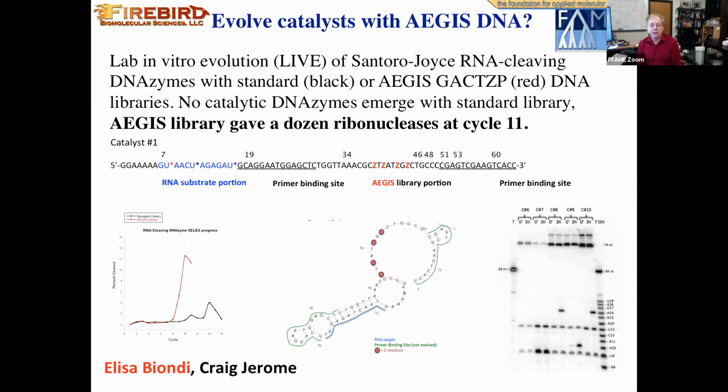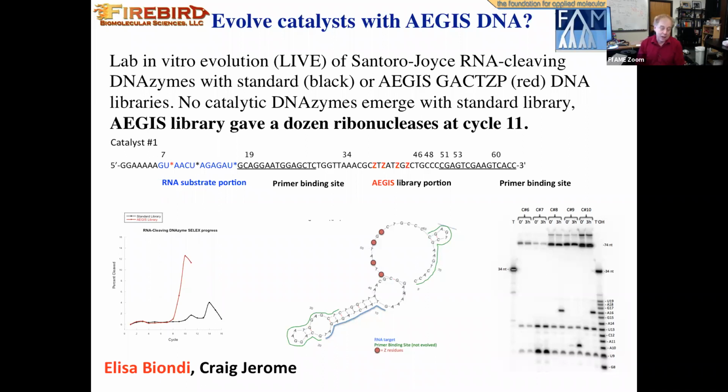This is actually work that was done by Elisa Biondi, who some of you know from her astrobiology fame. Here she asked whether you could also get catalysts out of this, and the answer is yes. This is a relatively easy catalyst to do. It's the cleavage of RNA. It's kind of amusing. She gets from an Aegis library about a dozen examples of ribonucleases that cleave. Here you're looking at one of them, which has actually 4 Z's in the library portion.